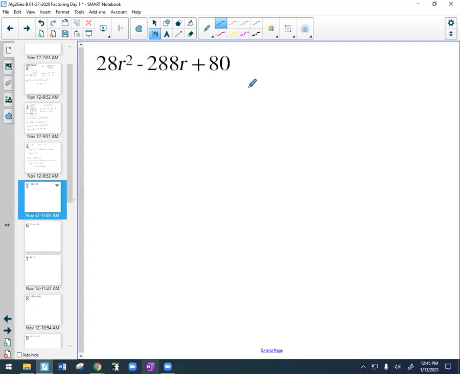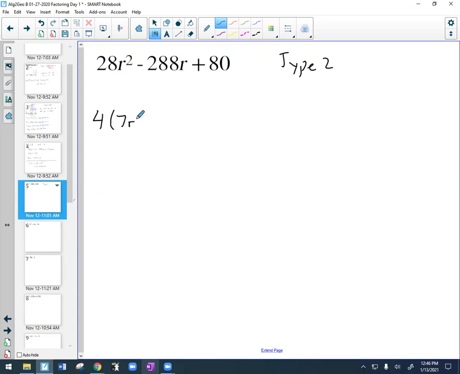This is a trinomial, and it looks like a type 2 because the coefficient in front of the r squared term is not 1. But I just wanted to point out that this can be simplified a bit by factoring first. When I say factoring, I mean GCF factoring. Is there something that 28, 288, and 80 have in common? I'm pretty sure it's 4. I know that goes into 28, and 4 does go into the others. 7 doesn't go into this, and 14 doesn't go into this, so it's got to be 4. So that means you can take a 4 out.